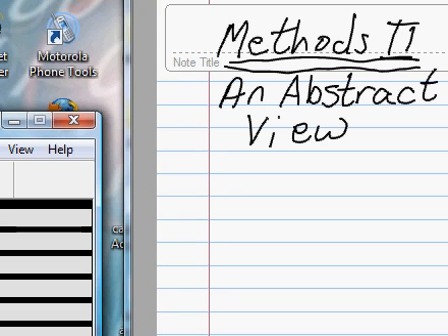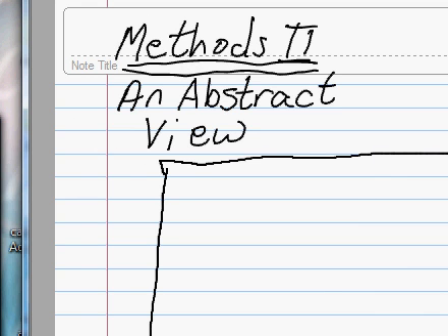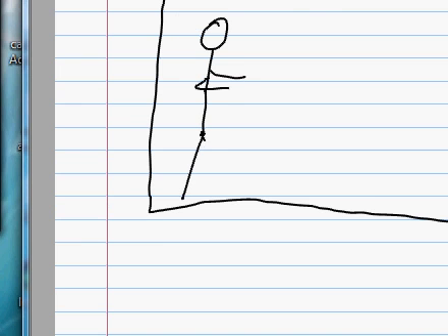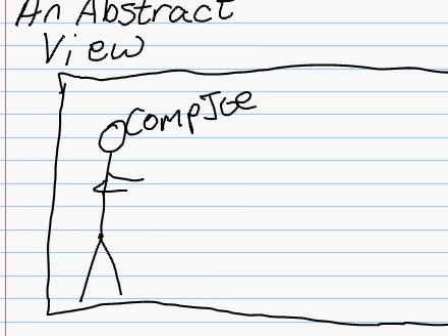Let's have a look at methods from an abstract point of view, in the sense of what's going on inside our computer when all these methods are doing their thing. So here's our computer. And when we run our program, so when we press the little play button, we can imagine that there's a little man inside our computer, and we'll call him Computer Joe. And he responds to that play button of the running of the program.